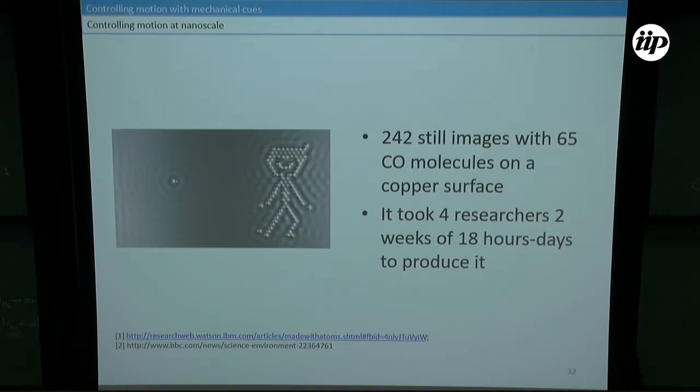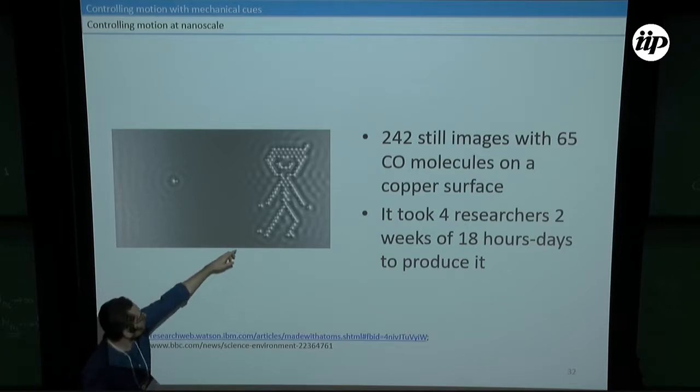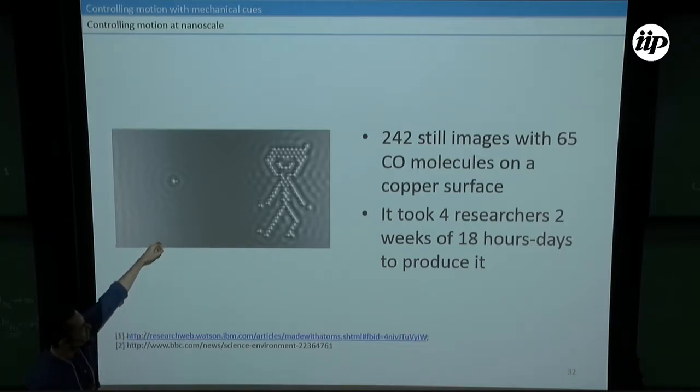IBM made a video with atoms. So they put a copper surface, and they put some CO atoms on top of the surface. And they actually made a movie. I think it's called A Boy and His Atom. So they were changing the position of those atoms that make the boy and the atom, taking snapshots, and organizing the snapshots into a movie. So they used 242 images to make a movie of this boy and his atom.